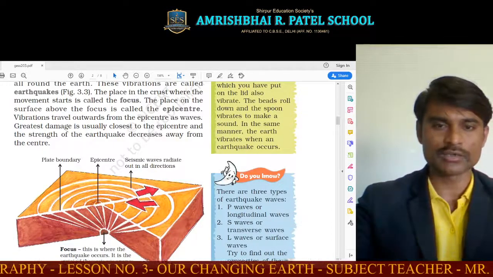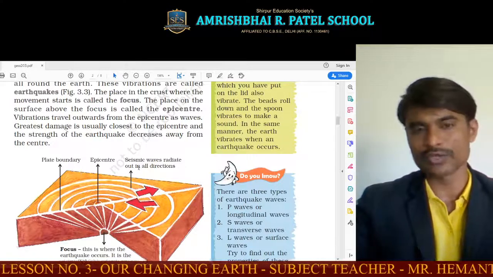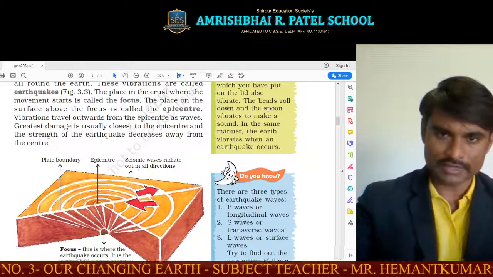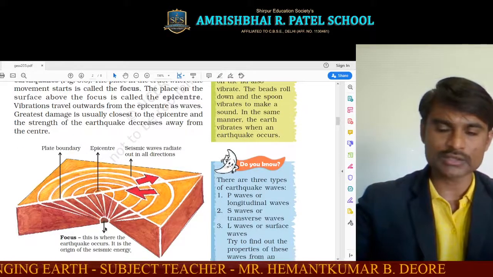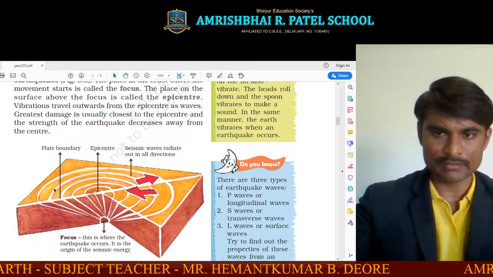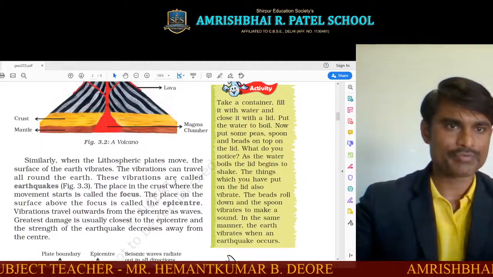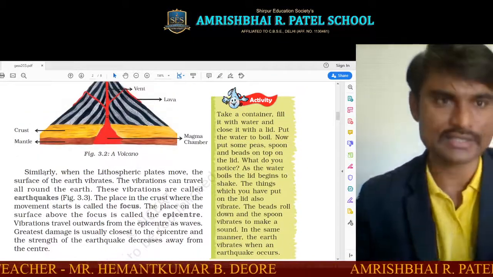These arrows are denoting the seismic waves radiating out in all directions. This is the plate boundary where the focus is, and above the focus there is a place called the epicenter. So there is an activity to understand these things very clearly.